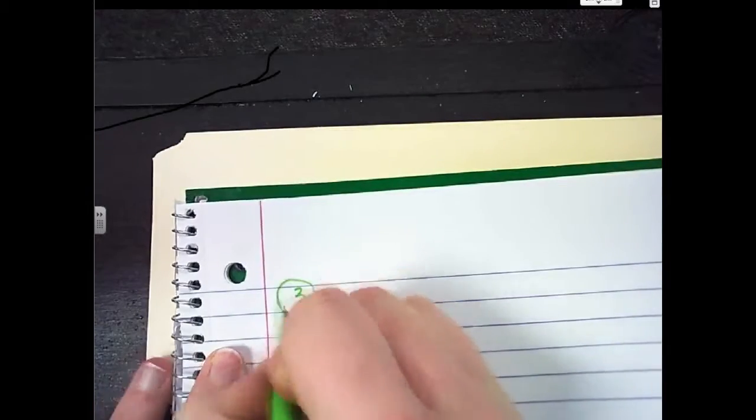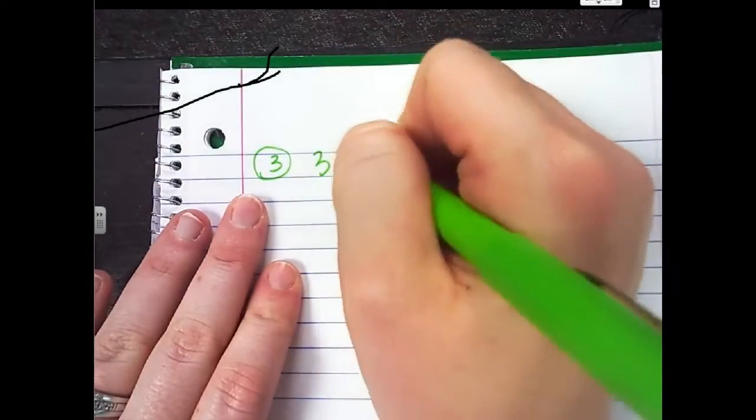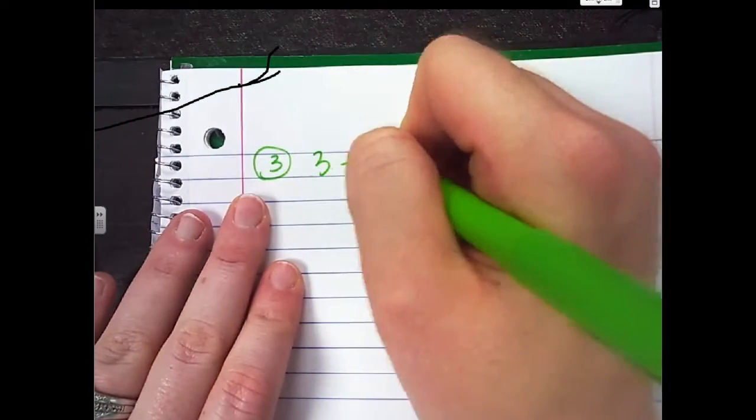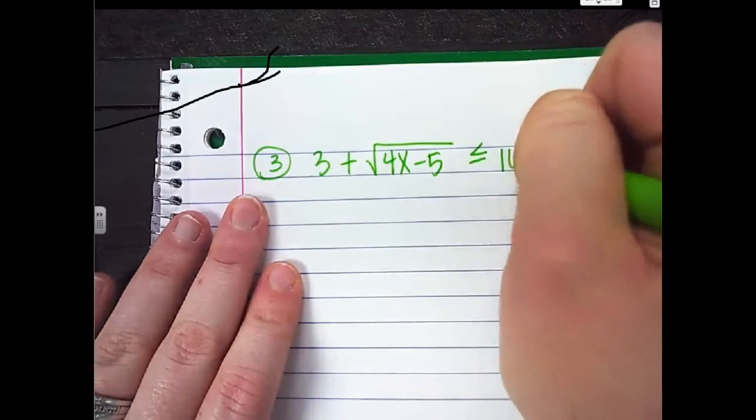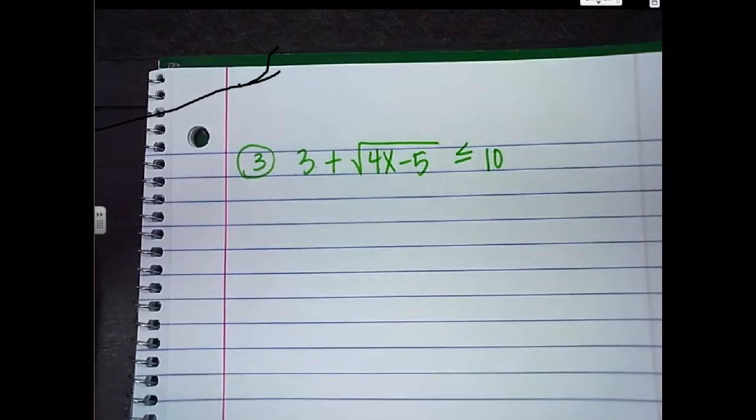Okay, let's do one with some fractions, your favorite. You guys are so awesome. 3 plus square root 4x minus 5 less than or equal to 10. We're only going to do about 5 full examples because really, once you do some of them, you're good to go.